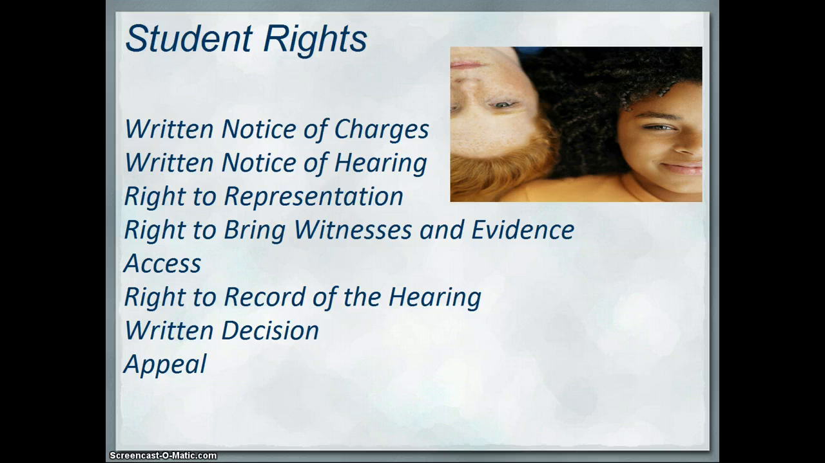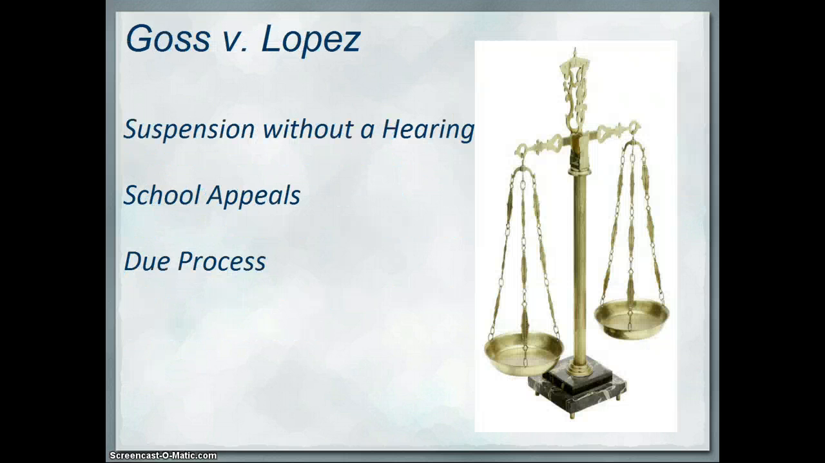A student has the right to have a lawyer or advocate present at any hearing held. Students have the right to have witnesses heard and evidence reviewed at the hearing. A student has a right to access the evidence and his or her school record. The student has the right to have his or her case heard by an impartial individual. The student also has the right to review any record of the hearing. The student has the right to have the decision provided in writing and the right to appeal.